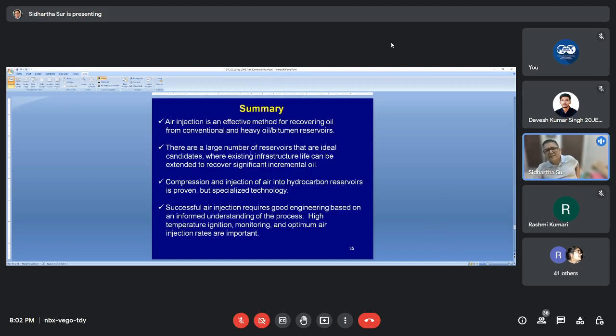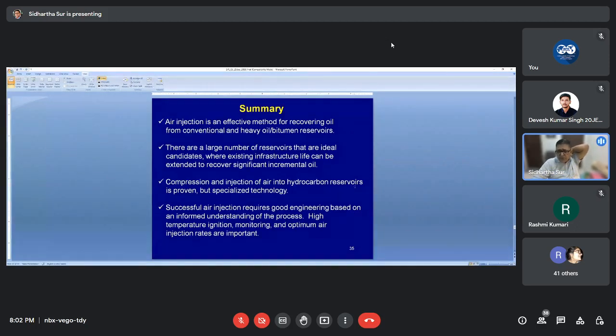So, summary: air injection is an effective method of recovering oil from conventional and heavy oil reservoirs. There are a large number of reservoirs that are ideal candidates, and significant oil production can be achieved, recovery can be enhanced, and existing infrastructure life can be extended. Compression and injection of air is not rocket science.